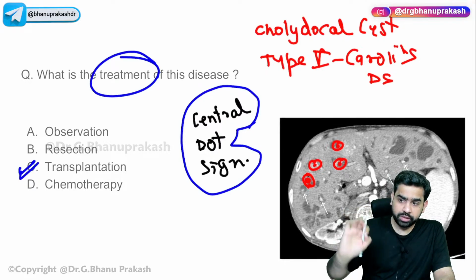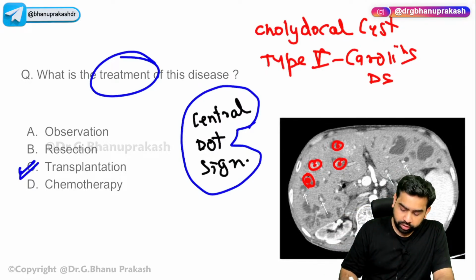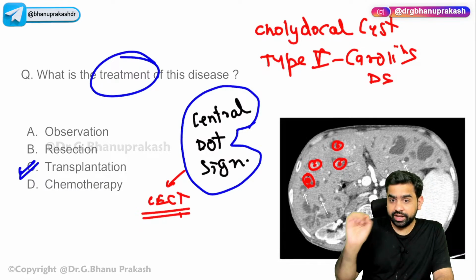Okay, so the contrast which is basically going in the hepatic artery, this central dot sign is basically seen in the contrast enhanced CT scan. On the CECT you basically get this central dot sign. Okay, I hope you are able to appreciate this particular point, guys.